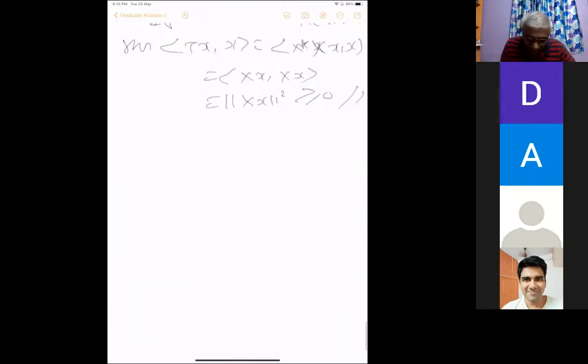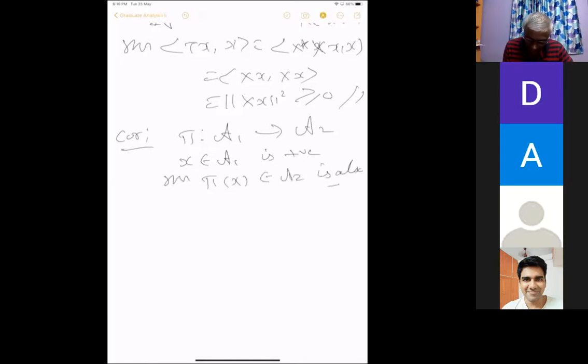The reason I want to do this is we want to use it for the following. Corollary: if pi is a map from a C star algebra A1 to A2, then pi preserves positivity. This is true for C star algebras. We are using the fourth condition, not the one for Hilbert space. If x in A1 is positive, then pi of x in A2 is also positive. This is not actually a corollary, just a remark.